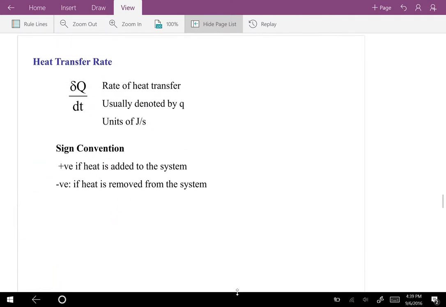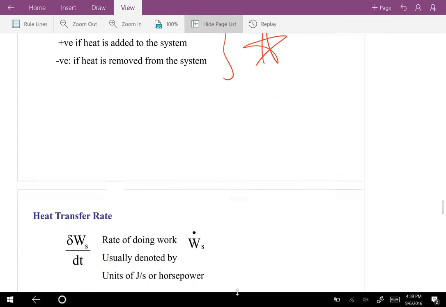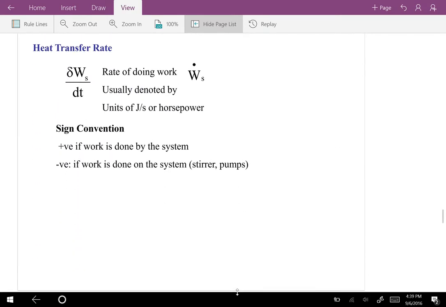Okay, so again, standard definition, sign convention: Q dot, the rate of heat transfer, is positive if heat is added to the system, negative if heat is removed from the system. Extremely important, keep this in mind. Shaft work is the rate at which the system does work on the surroundings. Positive means work is done by the system, negative means work is done on the system, right? Again, important, keep this in mind.